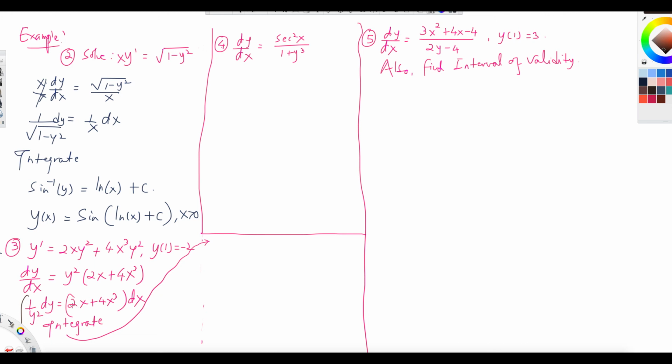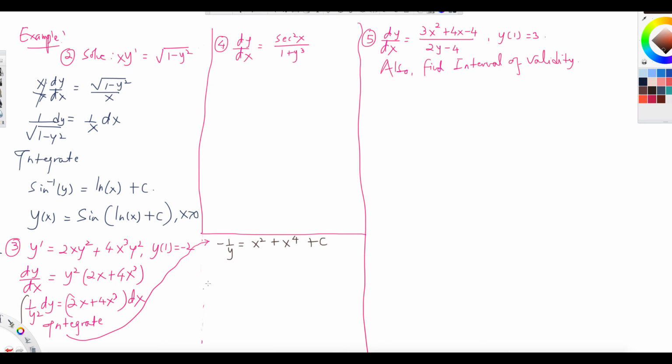On the right side, 2 is a constant, so the integral of x is x squared over 2, right? So the 2 and 2 will cancel out. Similarly, the integral of x cubed will be x to the 4 over 4, so 4 and 4 cancel out. So you will get negative 1 over y equals x squared plus x to the 4th, and then there is again a single c. That's what you get.